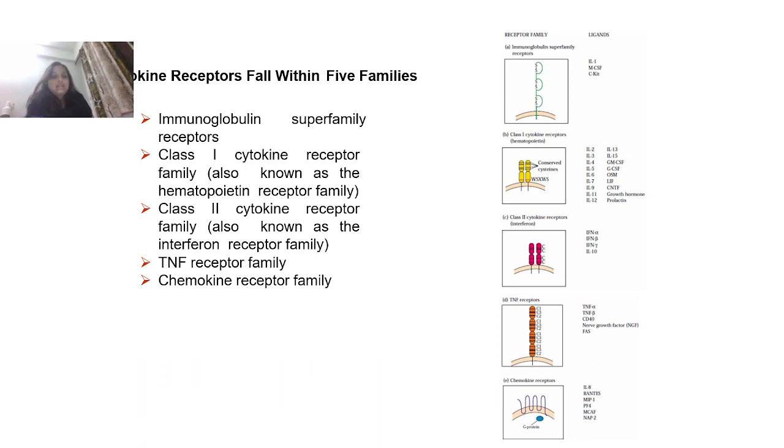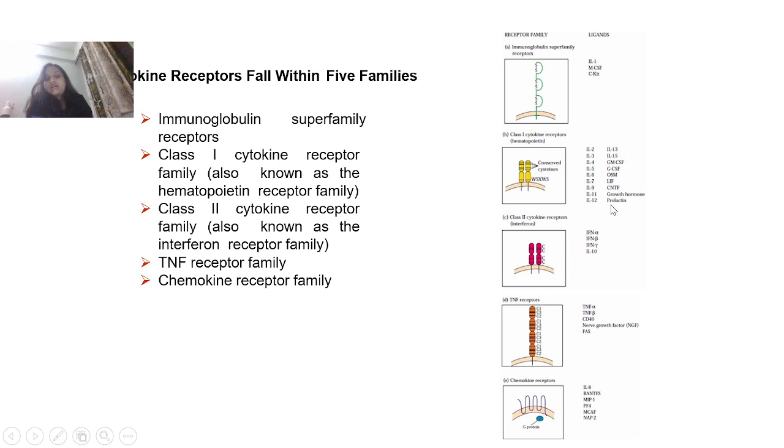So, as I already told, there are different kinds of cytokine receptors. One is the immunoglobulin superfamily receptor, which has immunoglobulin domains. Here you can see these are the immunoglobulin domains. Examples include IL-1, MCSF, c-KIT. Then there are the hematopoietin receptor family, the class 1 cytokine receptors. This includes IL-2, IL-12, except IL-10. These are names of the different ILs or interleukins.